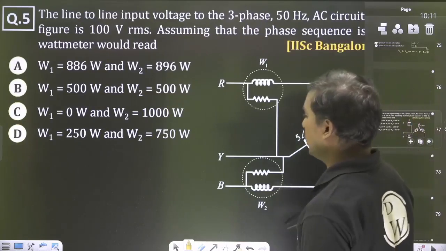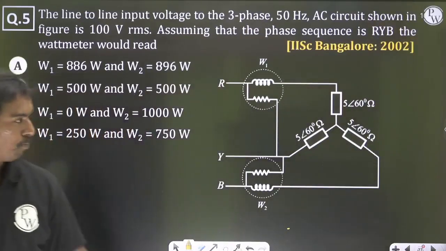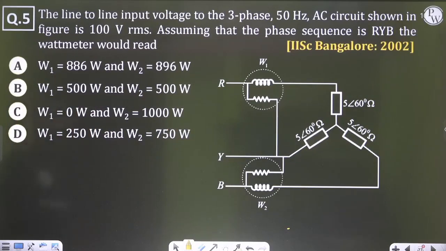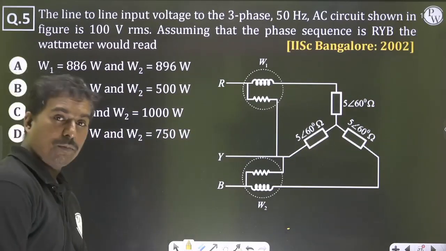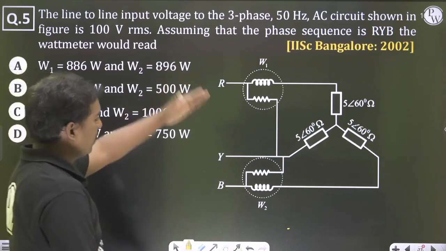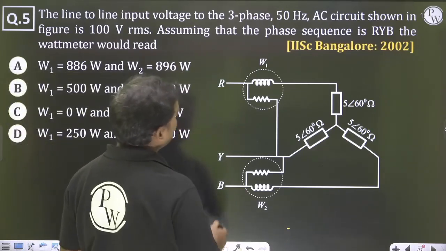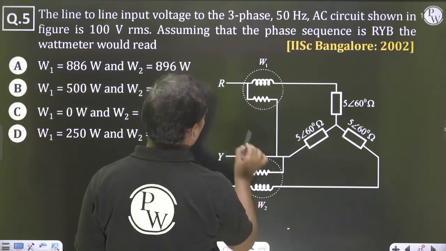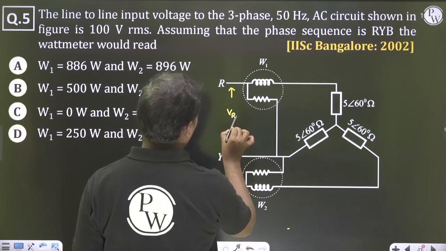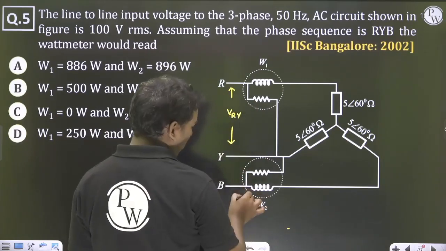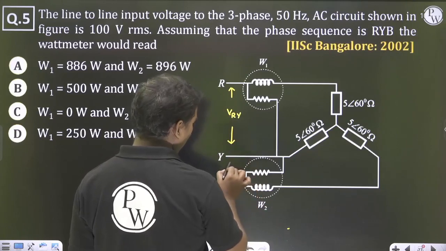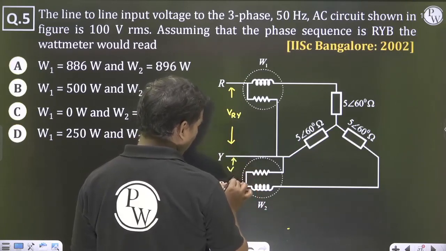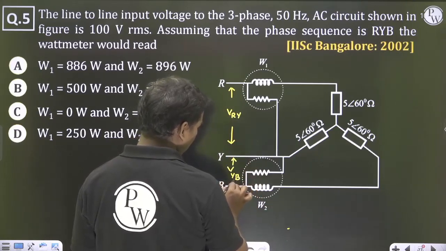Let us see this question. Question number 5. How to do this? The diagram is given. Sometimes the questions are asked like this: RYB sequence. W1 is connected between R and Y, so this voltage is VRY. And W2 is connected between B and Y, so this voltage we can take as VBY.